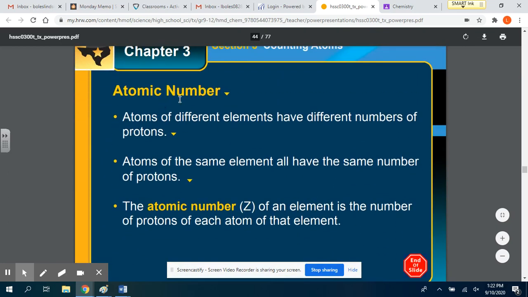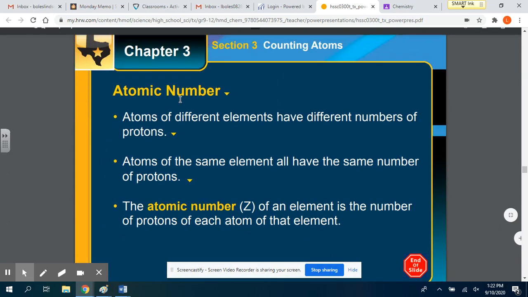So first thing we're going to talk about is the atomic number. Remember, that is the number of protons that each atom has. Remember, protons identify the atom. They can't change, otherwise it changes the identity of the element. So atomic number is the number of protons. Remember, those are the positive particles.